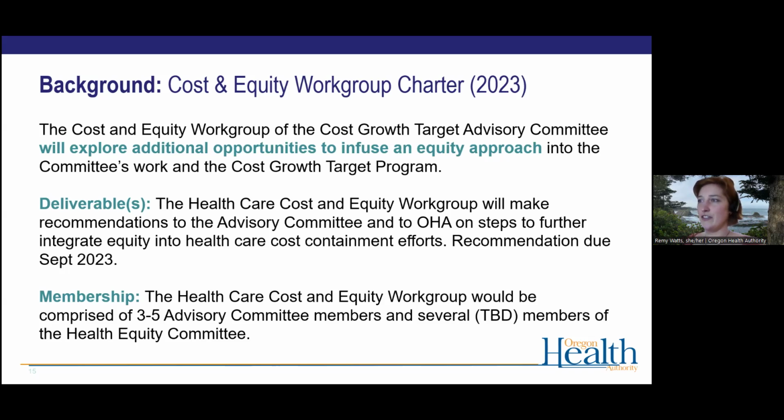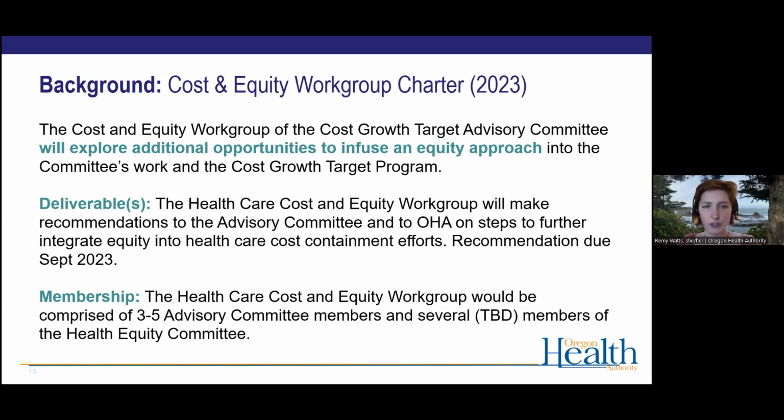This is just the snapshot to understand the charge of the cost and equity work group that came together last year and actually created this framework. As you can see, the work group was charged by the Cost Growth Target Advisory Committee and OHA with creating recommendations on steps to further integrate equity into healthcare affordability work. So that's just the point of this slide. We just need to understand there was a work group established, and they were charged with making recommendations to the advisory committee and to OHA on steps to further integrate equity into healthcare cost containment efforts.